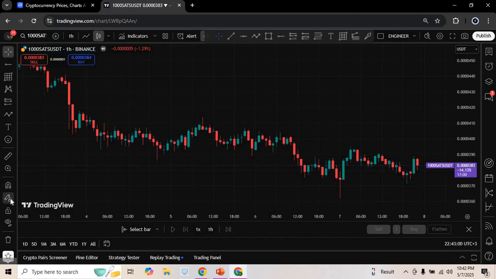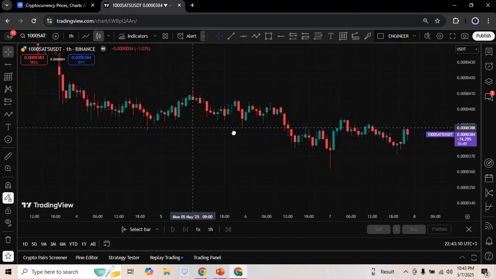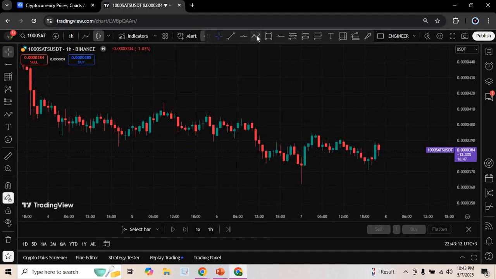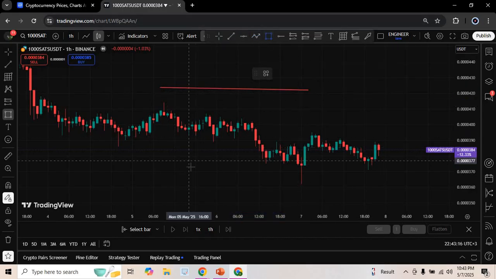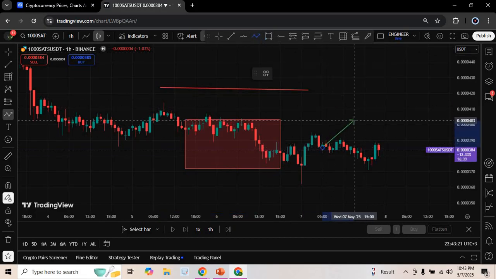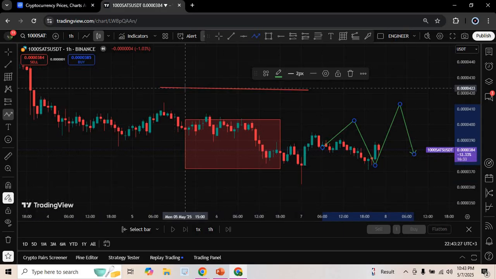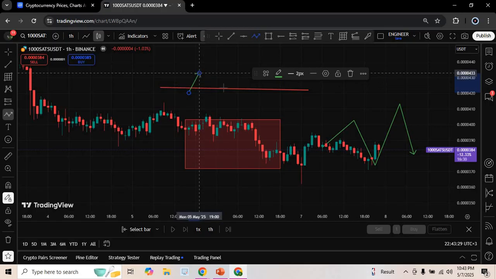We have the magnet, the locking tools, and all that. So a magnet, you can come play with it, click that and see how it works. Then you have a lock tool. A lock tool is basically to lock all your drawings. If, for example, I've drawn something like this and a rectangle, I've done my analysis. I have so many tools on my charts that I don't want to be erased because I'm still analyzing the charts. What I do, you can decide to lock a tool individually on its own.